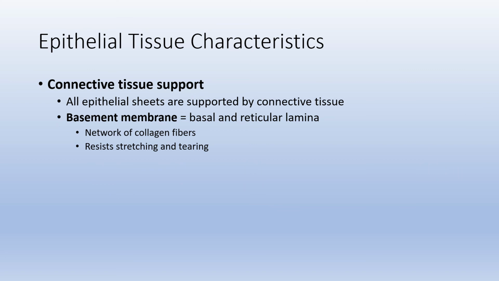Next, all epithelial sheets, no matter where you're looking in the body or what type you are looking at, are supported by an underlying connective tissue sheet, and we will talk about different forms or types of connective tissue in just a bit. But we often refer to this underlying support as the basement membrane. The basement membrane is comprised of the basal lamina as well as the reticular lamina. Both of those are non-cellular sheets, mostly made up of glycoproteins and collagen fibers, and that is there to resist stretching and tearing.